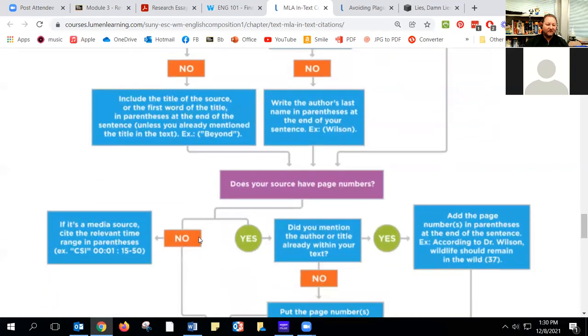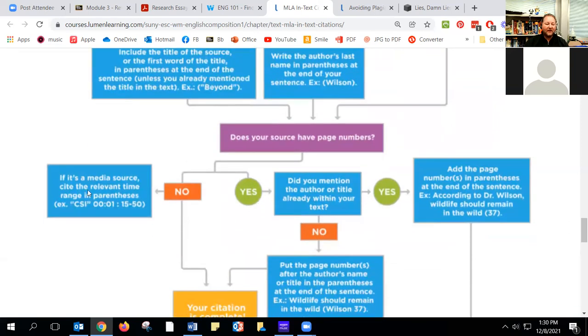It's like, does it have page numbers? Well, no, it doesn't have page numbers. And this is only for video media. So if it's a media source, they mean video source. You can indicate the time when it happened. So for example, if you're watching an episode of CSI, between the 1 minute 15 second mark and the 1 minute 50 second mark, in this episode called CSI, did this thing take place. But if there's something else that doesn't have a timestamp on it, you simply omit what wouldn't be there. You don't say "no page number" or anything like that.